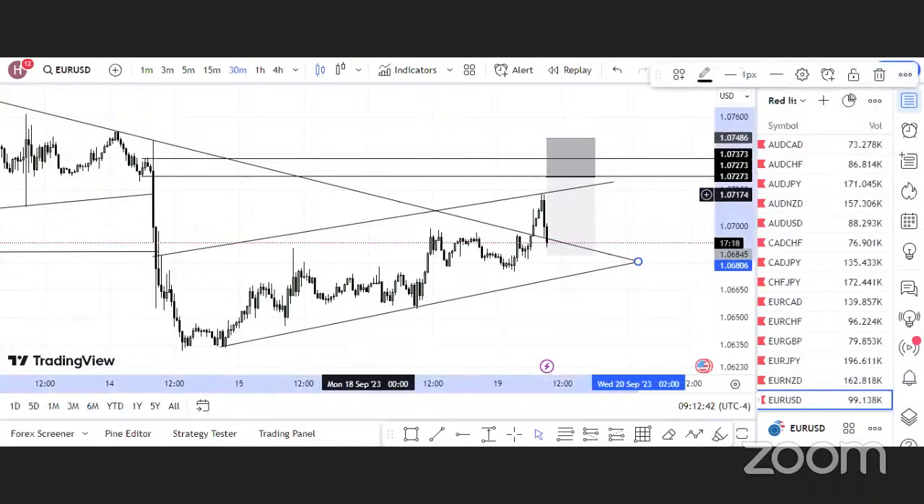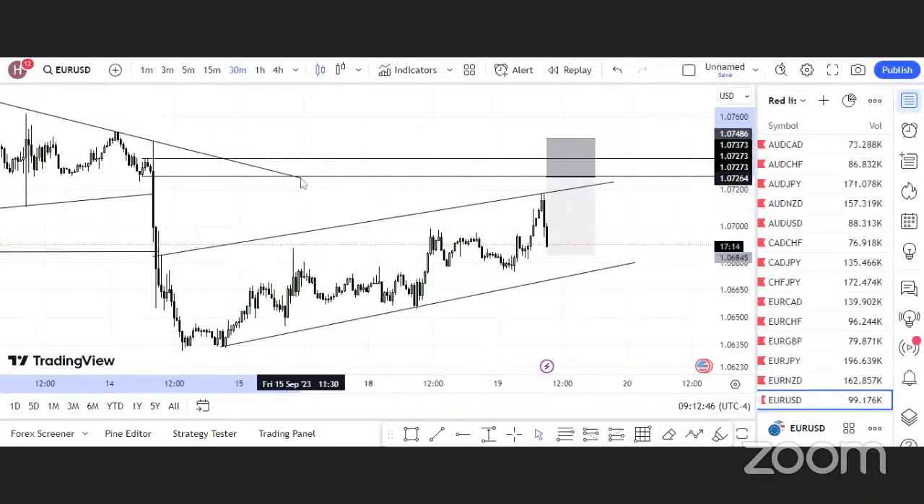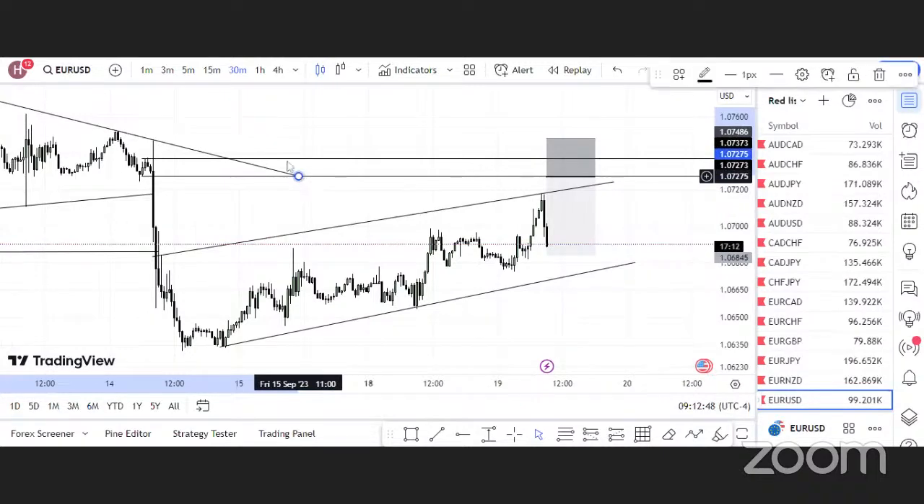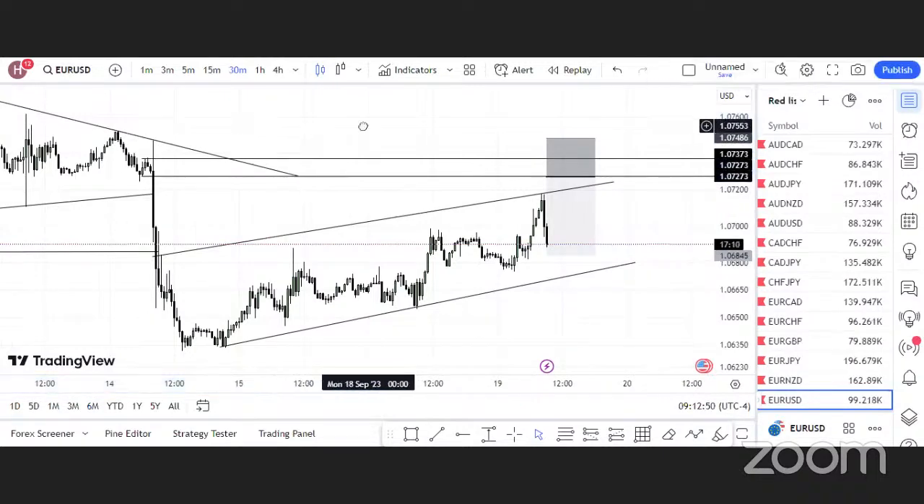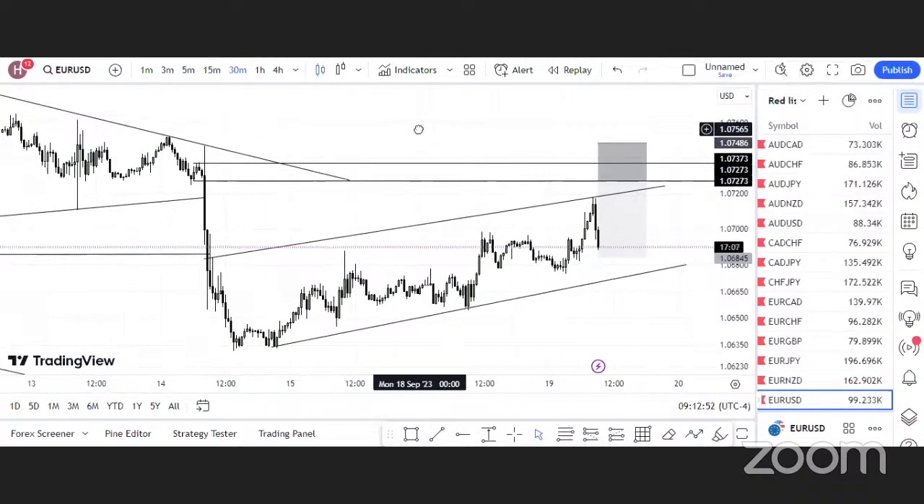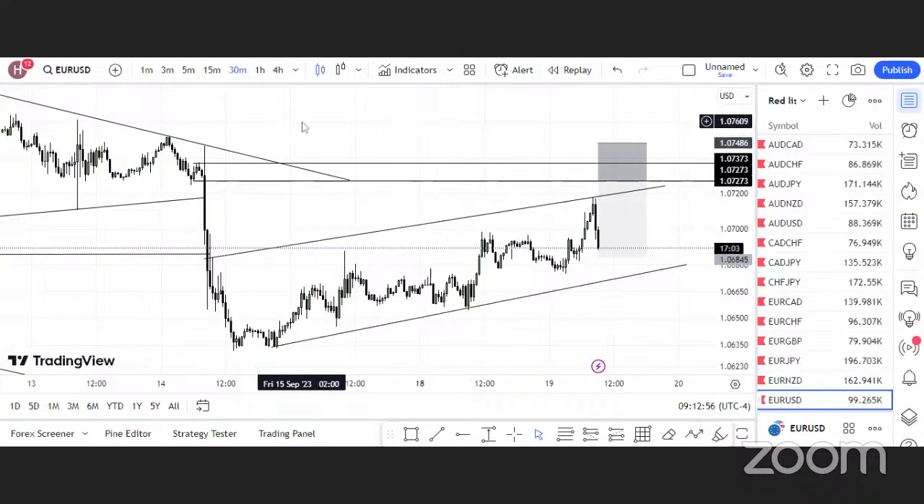So I have a channel that looks like an uptrend here, all right? But this is because we are on the lower time frame. The overall trend for the higher time frame is actually a downtrend.